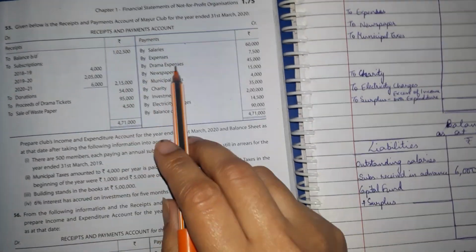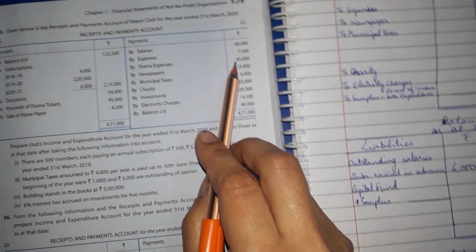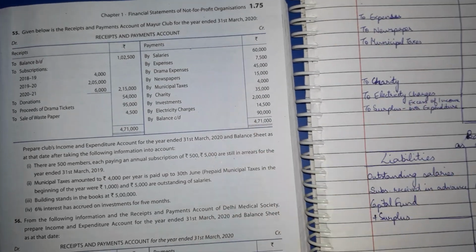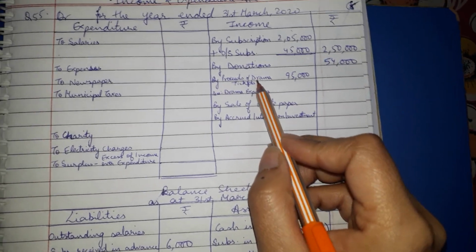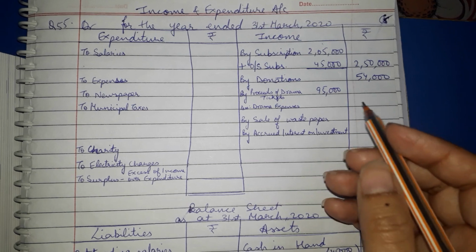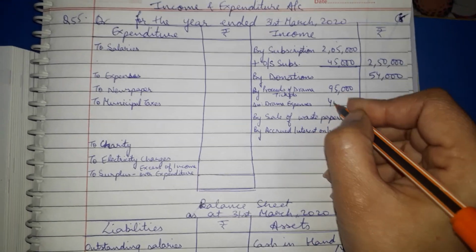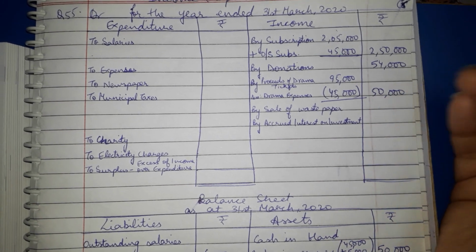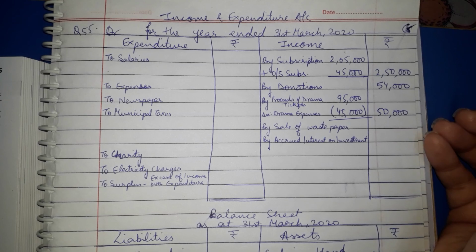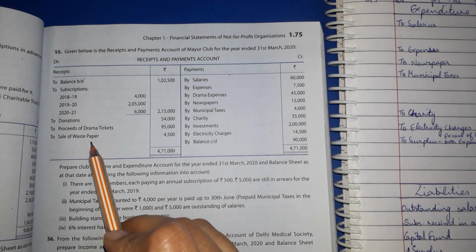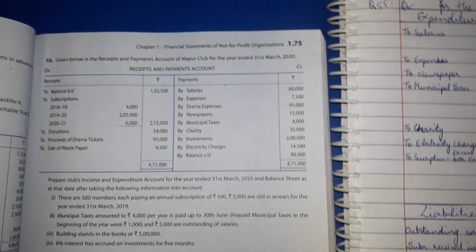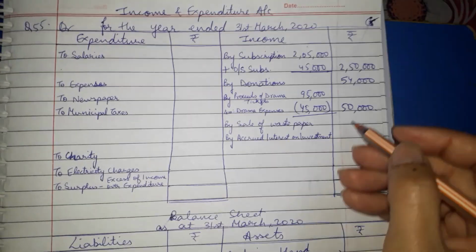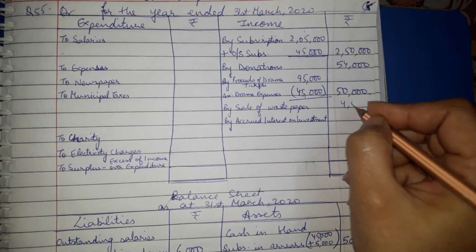And if you observe, we have drama expenses given on the payment side, 45,000. Now the drama expenses will be deducted from the proceeds that we have. Alternatively, we can show it on the payment side also, expenditure side also. That's also fine. 45,000 will be deducted. Net figure 50,000. It is always preferable to show the related items together. So that is why I've written it here. Then we see the next item, that is sale of waste paper, 4,500 rupees. It is a revenue income for us. We will mention 4,500 on the income side.